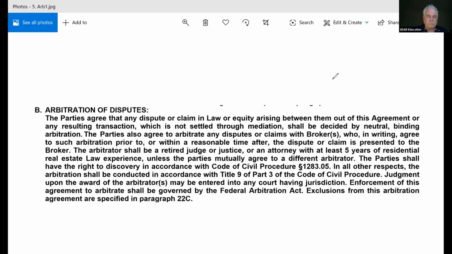So bottom line is, who's the arbitrator? "Shall be a retired judge, justice, attorney with at least 5 years of residential real estate law experience." Okay, you definitely want someone who's experienced in real estate law. So unless the parties agree mutually to a different arbitrator, I just don't know why you would do that, right? We've got our cousin Bob or somebody who's going to do it. But again, in our mediation center in the building behind the main office, the 4845 Ronson building, these are attorneys with experience in real estate, run brokerages, who've done things such as that. And here they are now acting as the arbitrator and probably pretty well qualified.